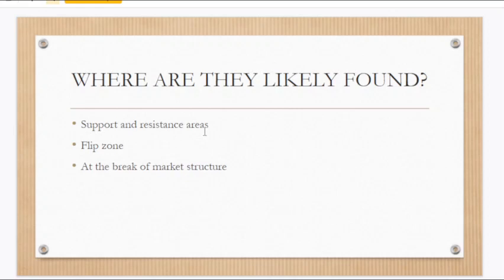Ensure that you know what a support and resistance area is. Watch the video if you have not yet. They are found on flip zones. I've already talked about what a flip zone is. And they are found at the break of market structure. People have been talking about break of market structure since the very first video of this course, so we have already done market structure. So they are found firstly on support and resistance areas, secondly on flip zones, thirdly on breakages of the market structure.